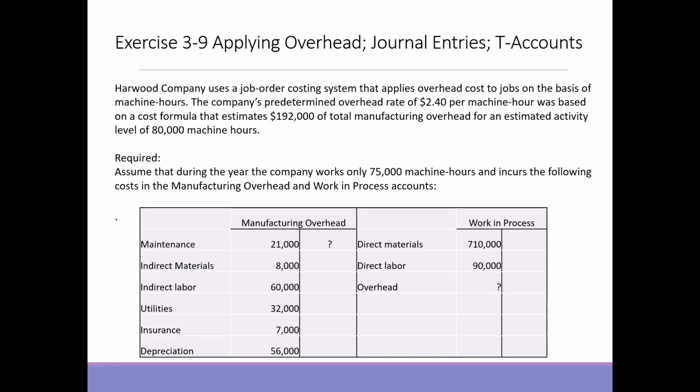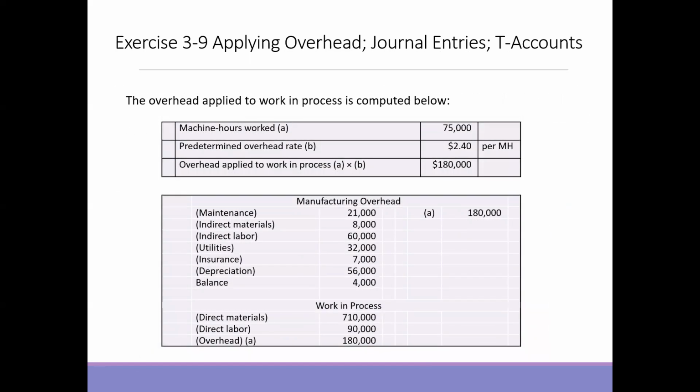So we need to figure out how much overhead we would have applied. 75,000 times 2.40 means we would apply 180,000 here. Okay, so all of our manufacturing costs are shown, but we applied 180, which got added to our product, our job.